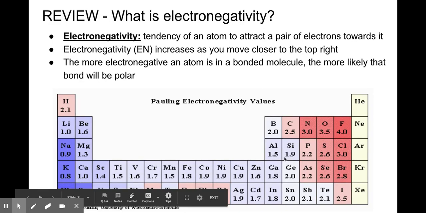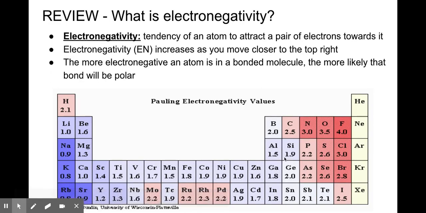So like I said, electronegativity is what's determining polarity of a molecule. We talked about electronegativity last unit when we learned about the periodic table and the trends that the periodic table consists of. So electronegativity is the tendency of an atom to attract electrons towards it. Okay, it's the tendency of an atom to bond to something else.